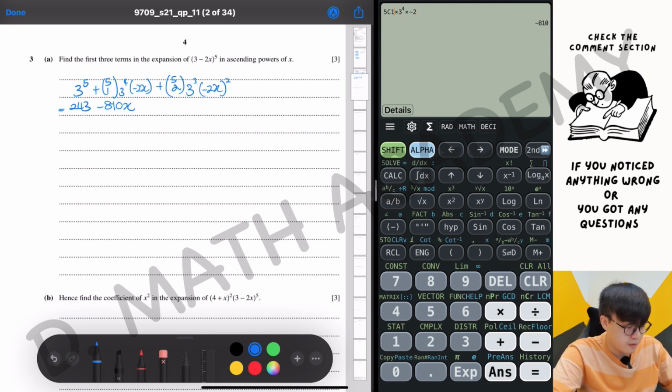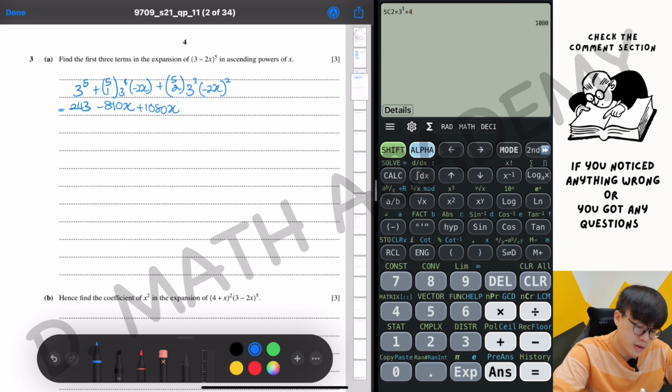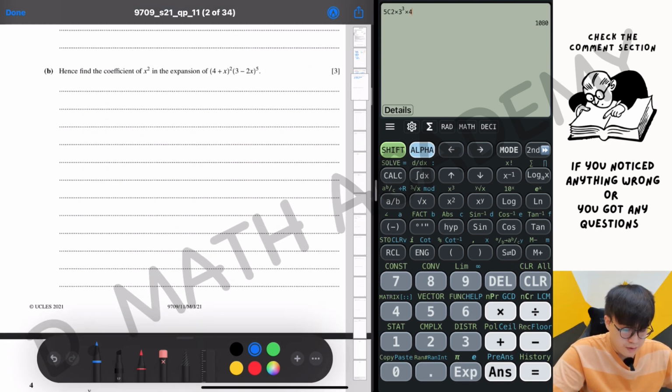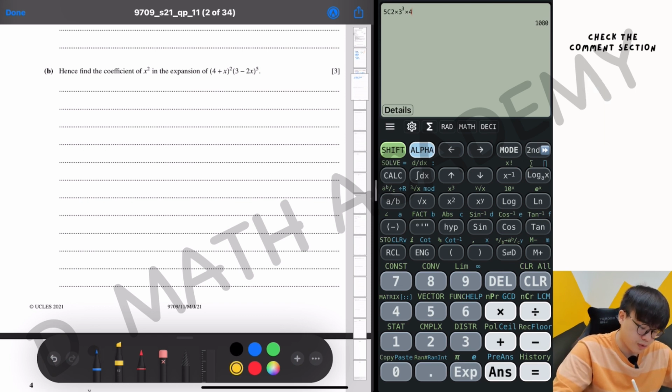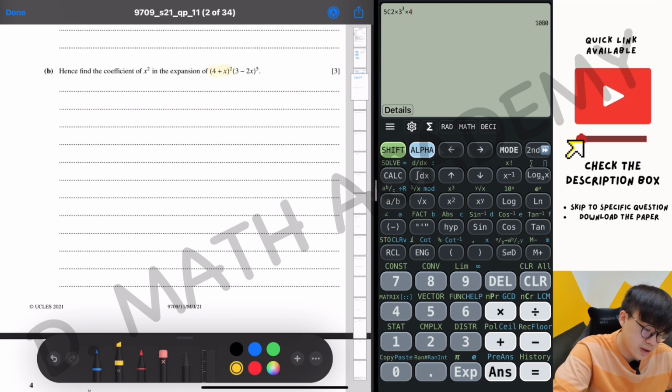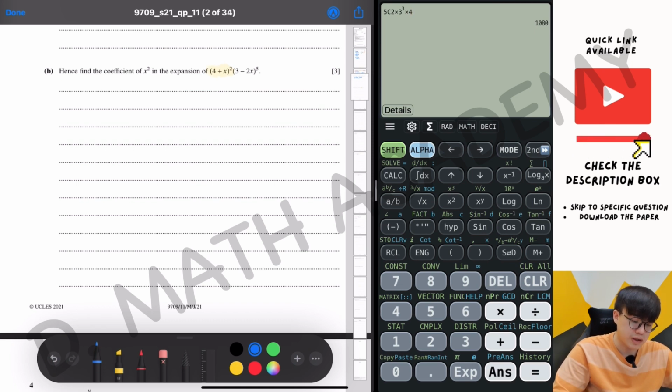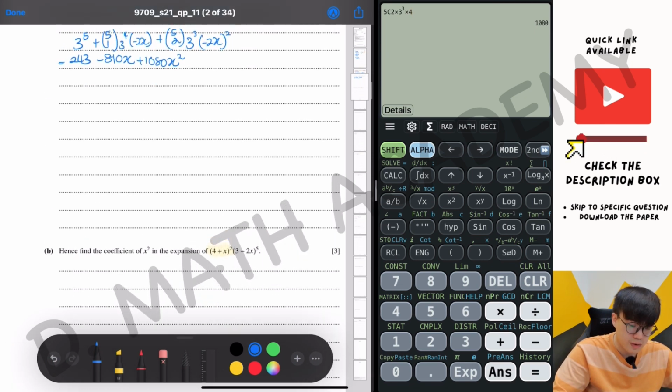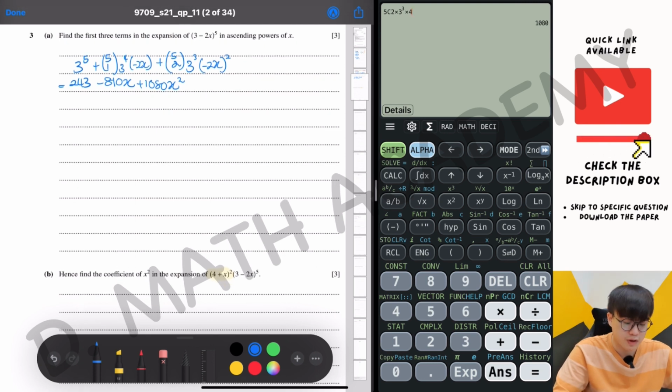And lastly, we have 5C2, 3 to the power of 3, and then 4 here. It will be 1080x squared. Okay, this is how you get it done. Quite straightforward. 3 marks for this. Find the x squared here. So the only difference, the thing that didn't appear from the top, will be this, which clearly we are required to expand. As for the one at the back, it's actually repeating from the top.